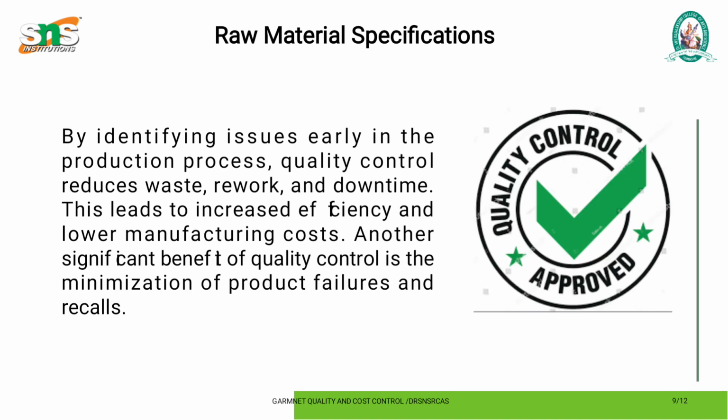By identifying the issues in the production process, quality control reduces waste, rework and downtime. That means it reduces the workmanship and labor cost, material cost and saves time and energy. This leads to increased efficiency and lower manufacturing costs. Another significant benefit of quality control is minimization of product failures and recalls. That means it saves time, energy and manpower also. Then the material will also be saved.